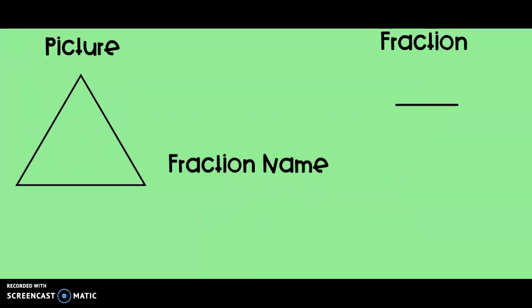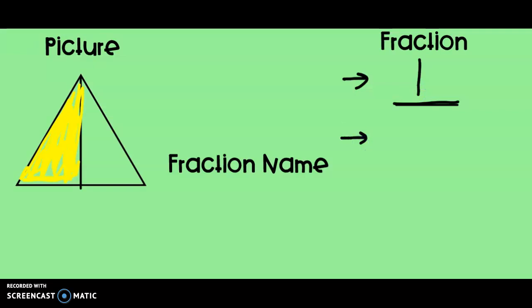Let's try another fraction. Now, let's start with our picture. This picture is a triangle, and I'm going to cut the triangle in half, and I'm going to very quickly color in one of those pieces. Now, how much did I color in? I colored in 1/2. Now, let's go over to our fraction. If you remember, our numerator on the top is how many pieces I colored in. I colored in 1 piece.